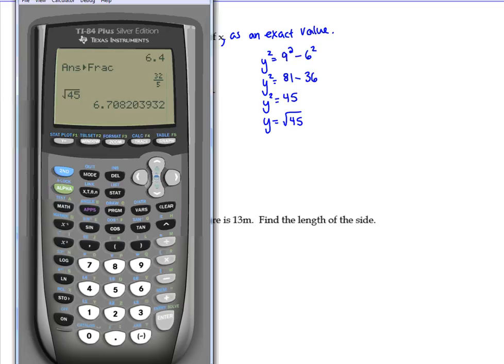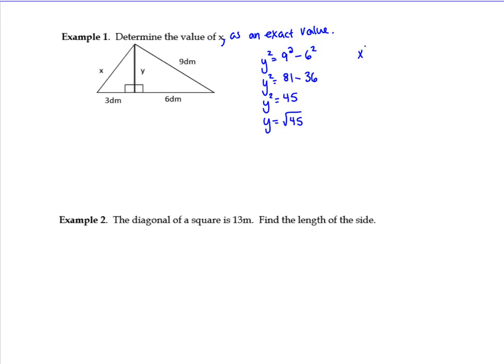I'm not simplifying it because I still have to work with root 45. It's not my final answer, so there's no need to simplify it. So let's solve for x now. x squared is going to equal y squared plus 3 squared, right? And what's y? Root 45.